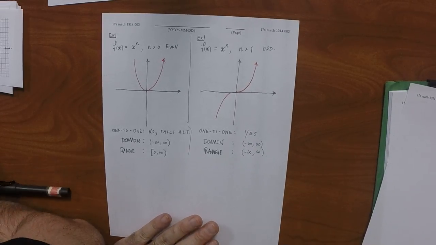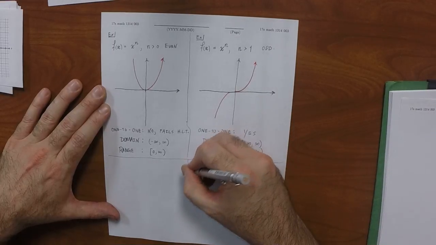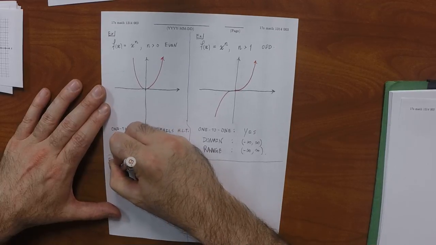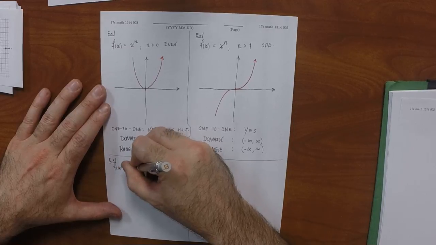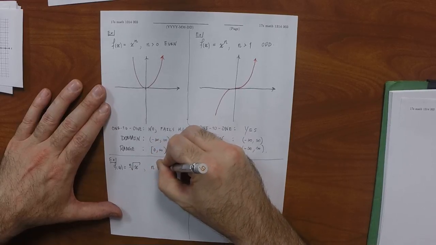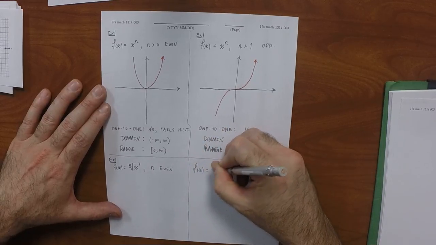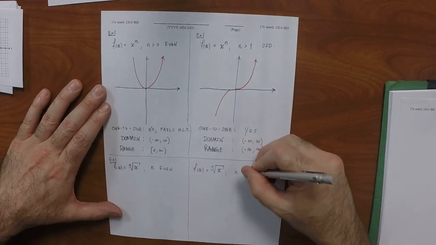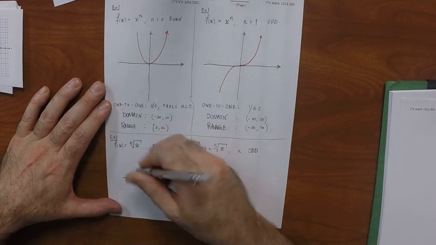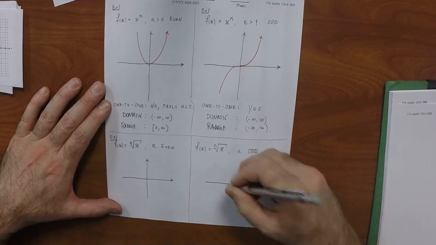Any question about these? Okay. How about we play this game again? And we'll play it with the radicals. So how about f of x is nth radical of x, where n is even, versus f of x is nth radical of x when n is odd. So again, these are functions that you were requested to memorize their shapes.